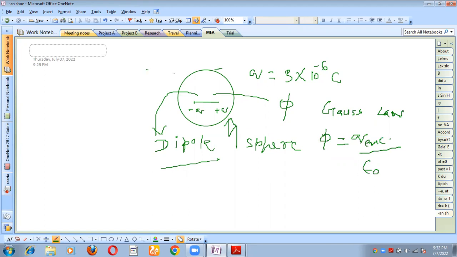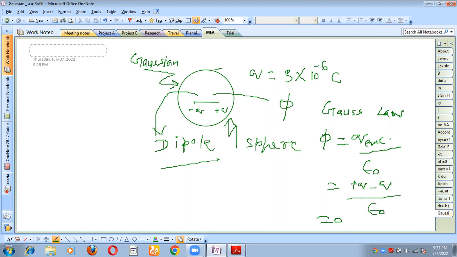This spherical surface becomes the Gaussian surface. The charge is zero, correct. Whenever there is a dipole inside a surface, the net charge is always zero. If you see here, there is a plus charge and a minus charge, so the net charge should be zero and the flux should be zero. Whatever the magnitude of charge, that doesn't matter; it is independent of magnitude.